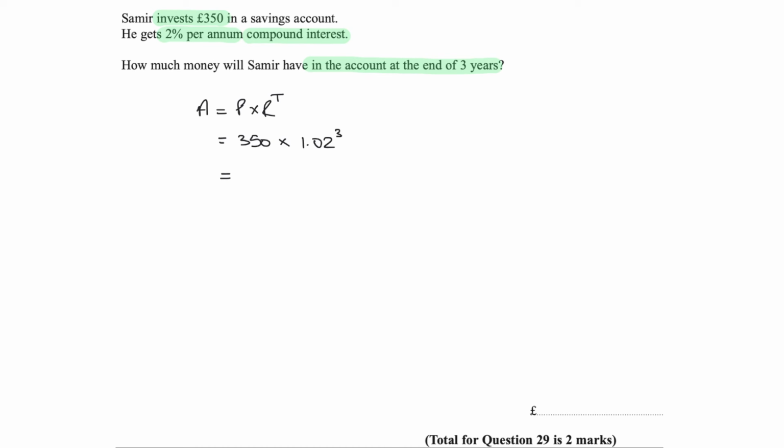At the end of that time, he's going to get £371 and 42 pence. And that ends that question, and there you get 2 marks.